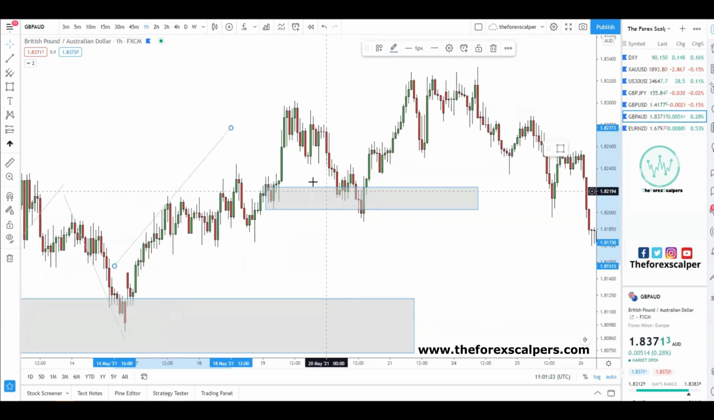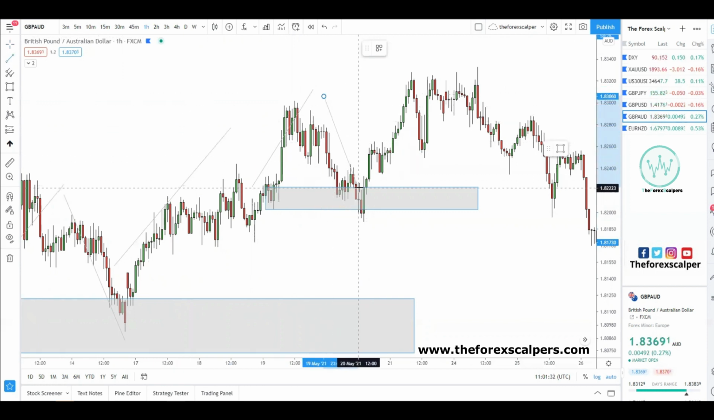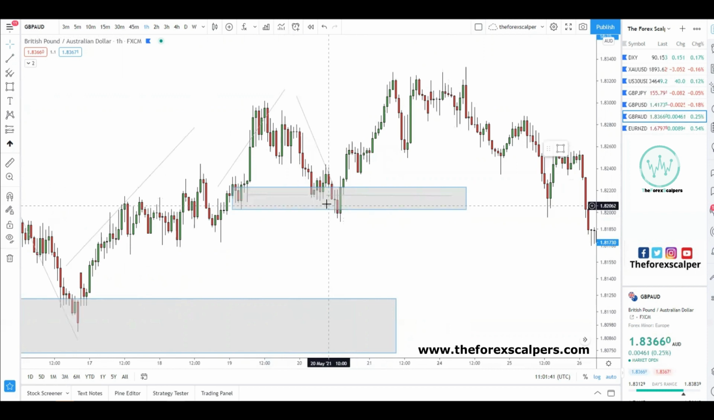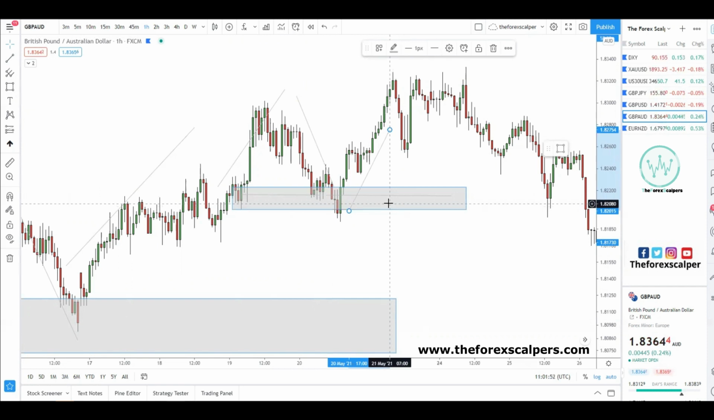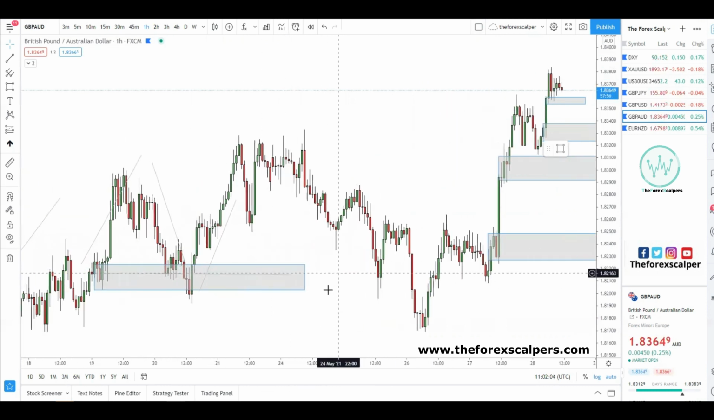For example, you see another demand area created right here. You see again a leg to the upside, then you see a turning back of price to this base. If you map a line mid-range of this demand area, you can see a nice liquidity push within this level, which is simply an order grab to push the price away from this level of demand. So again, buyers are willing to buy within this level.